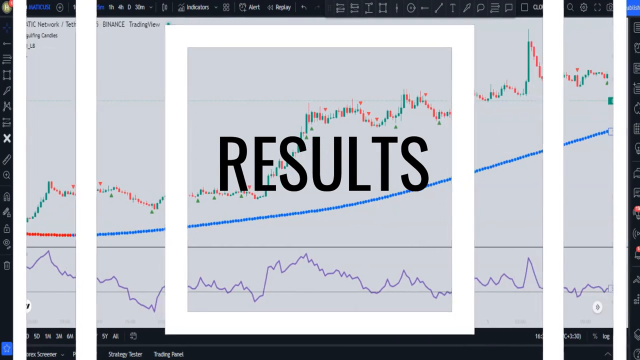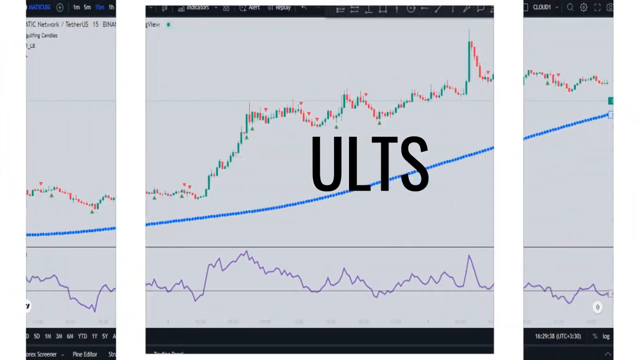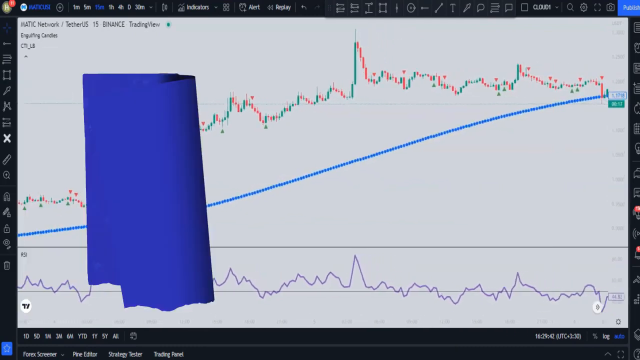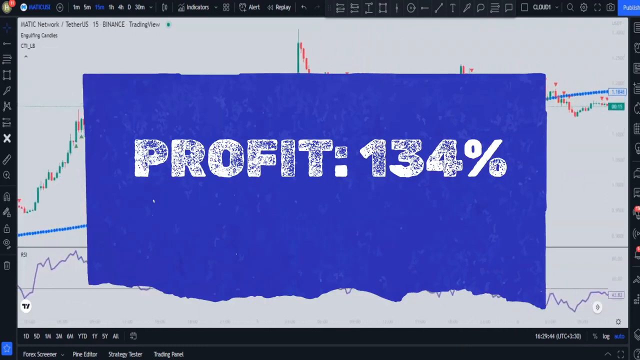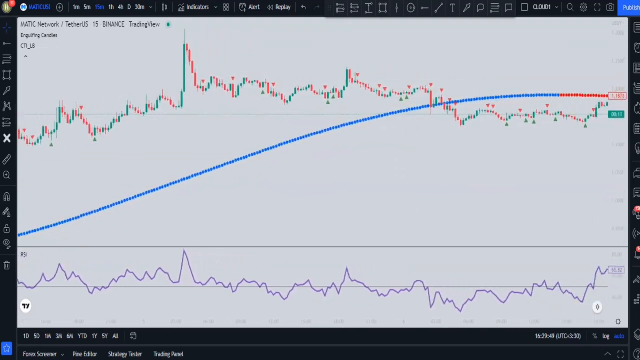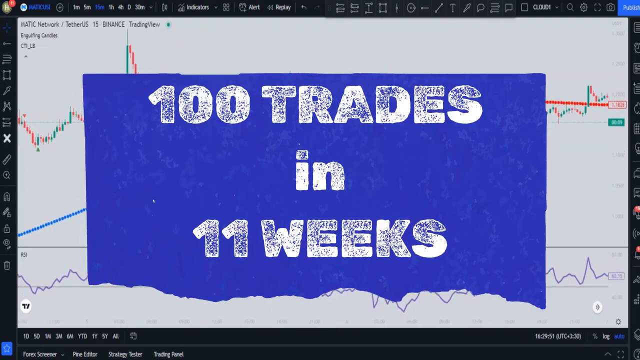So after taking 100 trades with the strategy, win rate turned out to be 65%. The profit is also pretty high and it is 134%. But bear in mind the spreads and fees are not taken into account. And I found those 100 setups in 11 weeks.